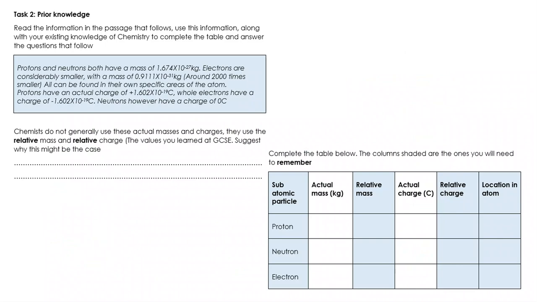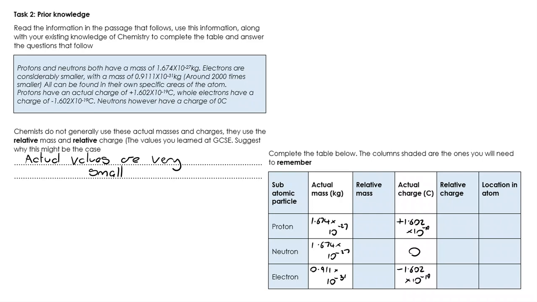Okay, so why do we use relative masses and charges rather than actual masses and charges? The answer is really simple. The values, as you can see within that blue box above, are incredibly small. Masses are in the order of 0.911 by 10 to the minus 31 kilograms. That isn't very useful.